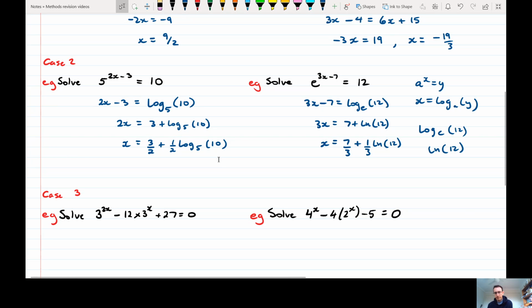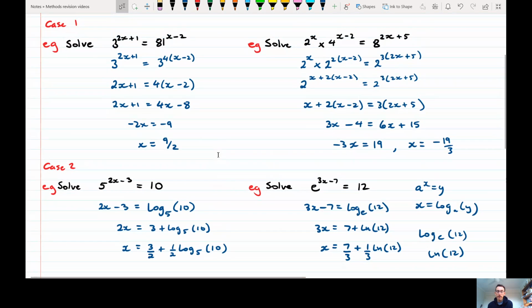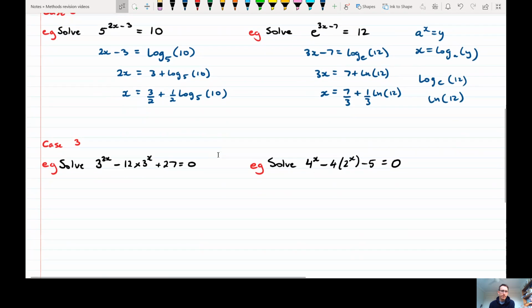That's our case 2. So those first two cases are pretty straightforward to recognise in terms of the style of equation. The harder part, I guess, is working out whether you can get the base right or not. These numbers are all pretty small, so the 81, the 8, the 4, it's easy to pick their smallest base in common, but sometimes it's a bit harder.